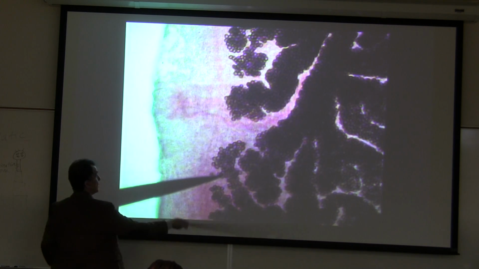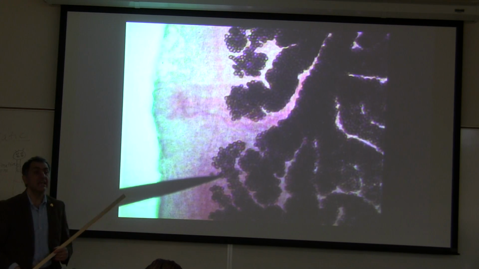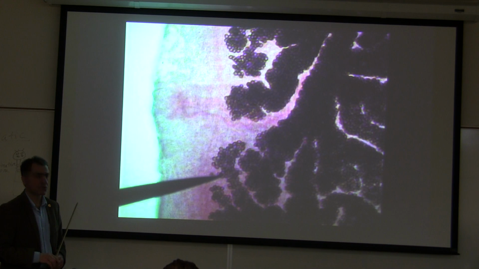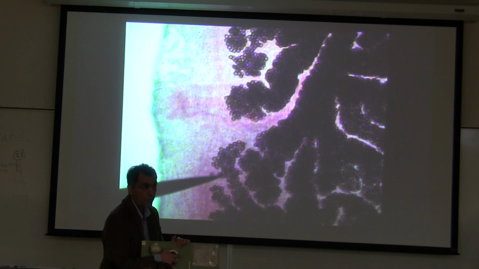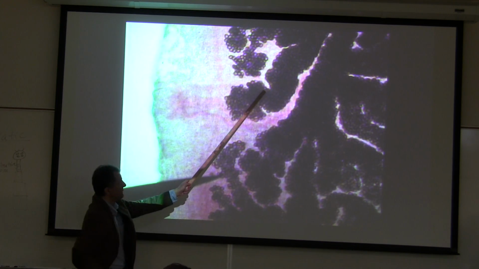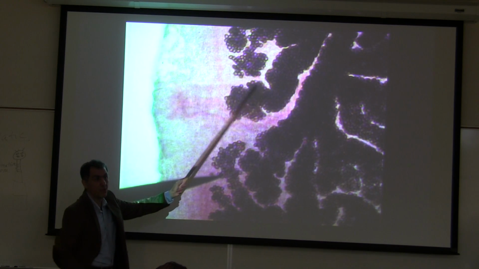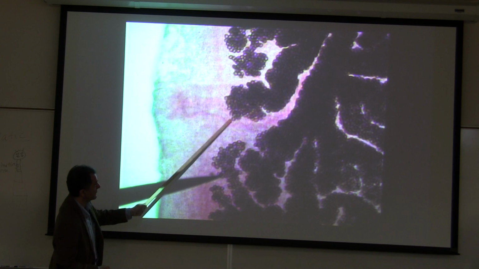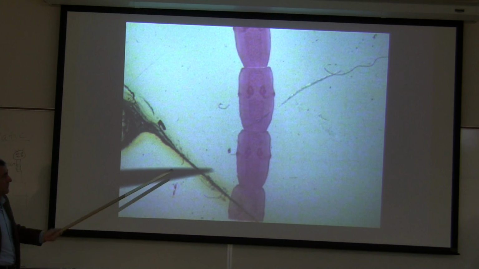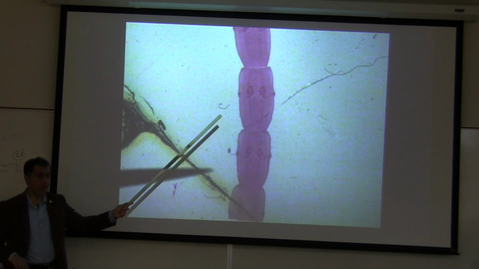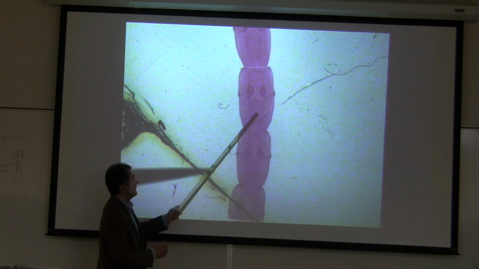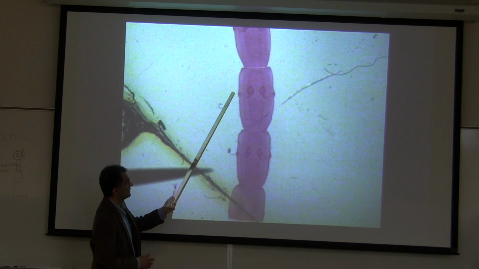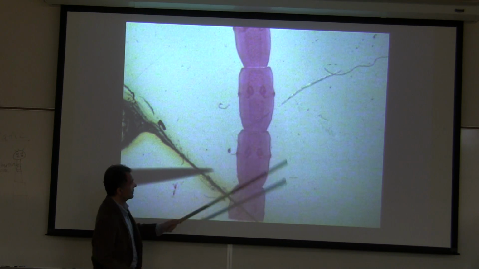What is the name of the entire structure? Gravid proglottids, ripe proglottids, right here. What is the name of that structure? Uterus, full of eggs. These are all eggs. What is the name of the organism? No, we just went over it. Dipylidium caninum. What is the common name? Dog tapeworm. What is the name of the structure? Genital pore.